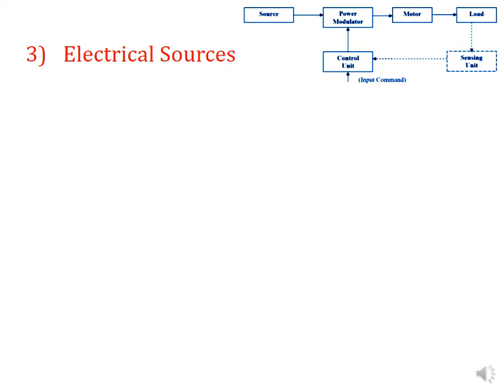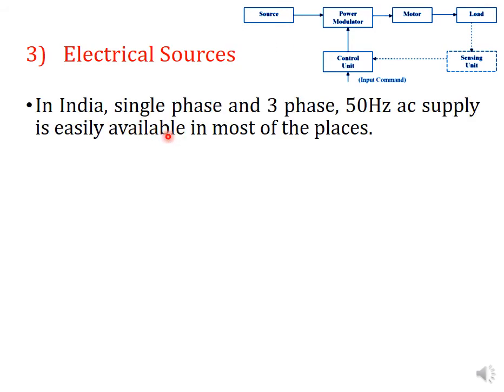Another component of electric drive is electrical sources. Electrical source is the source of electric power to the electric drive. In India, single phase and three phase 50 Hz AC supply is easily available in most of the places. So we use either single phase or three phase 50 Hz AC supply as power source, and that electrical power will be converted to the desired form with the help of power modulator.